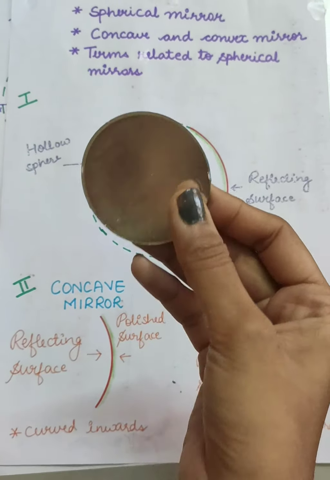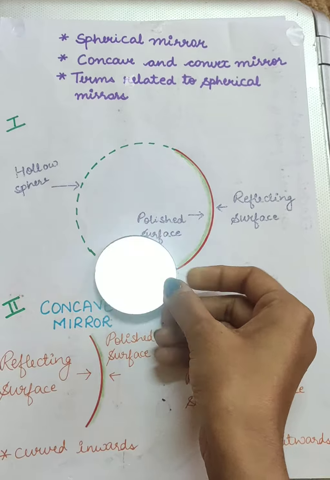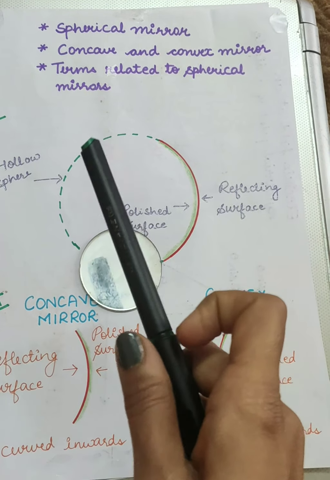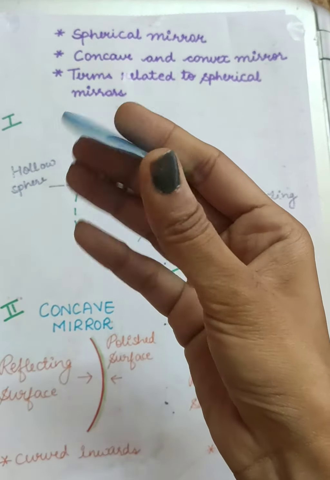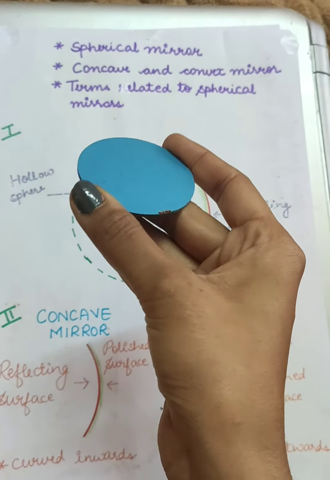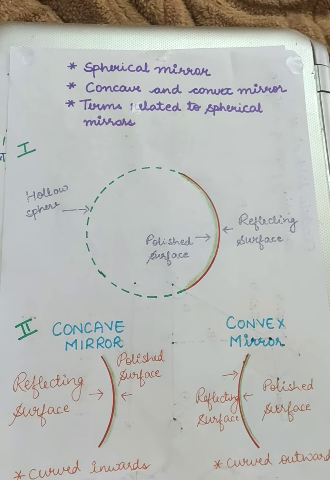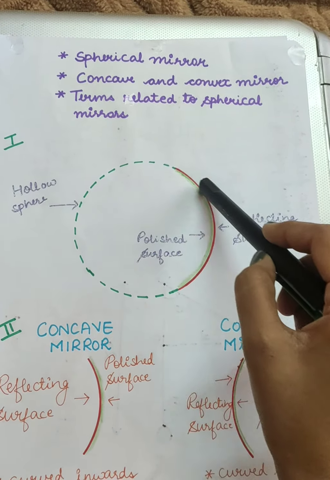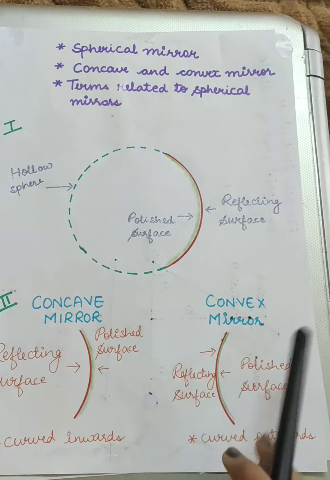Now you can see that one side of the mirror is the shining side. If I keep something in front of it, I see an image of this pen inside the mirror. This is my reflecting surface, and the surface behind it is polished with blue paint. This is my polished surface. The reflecting surface has been represented by red pen and the polished surface by green color over here.